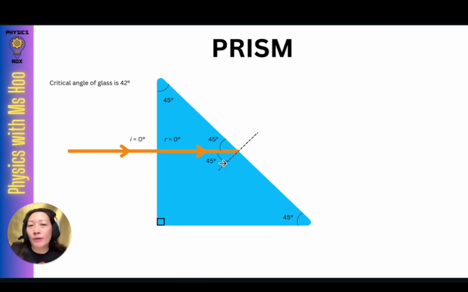Now let's recall, we've just learned about total internal reflection, and there are two conditions. So the first condition is that the incident angle must be greater than the critical angle. And as you can see, if the critical angle is 42 degrees, then yes, the first condition is fulfilled. The incident angle here is 45 and is greater than 42. Secondly, the light ray needs to be traveling from a higher optical density to a lower optical density. And yes, again, this is so. It's traveling from glass to air.